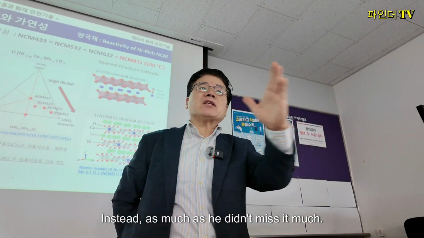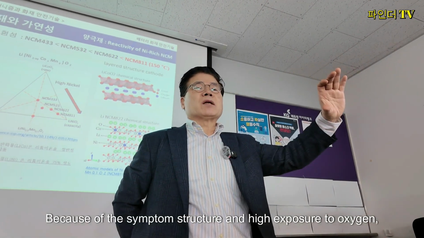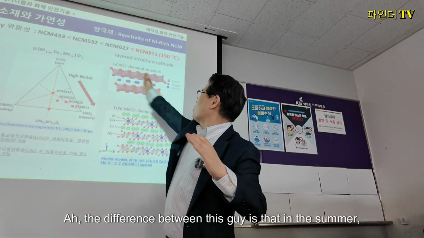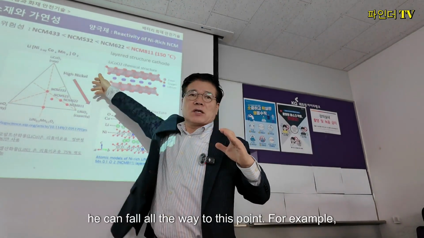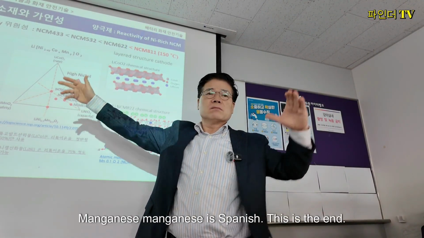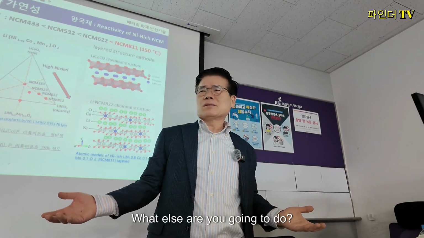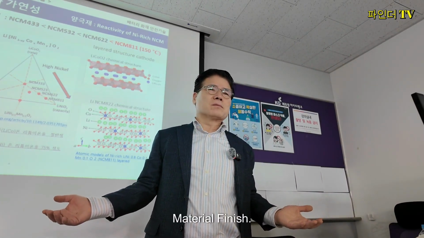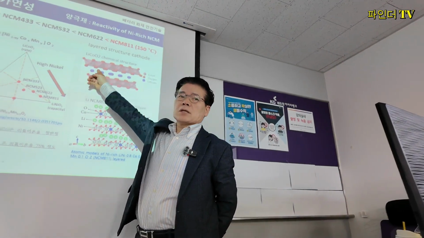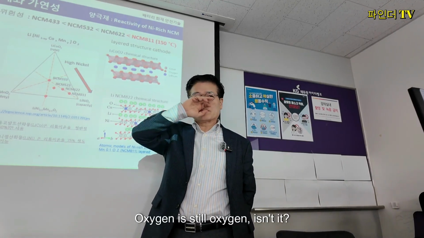Instead, as much as it doesn't hold on. Because of the layered structure and high exposure to oxygen, they are vulnerable to fever. The difference between this one is that in the summer, if only this one falls, it can fall all the way to this point. For example, there is such a difference. Manganese is spinel. This is the end. What else are you going to do? Cathode material. As you can clearly see, there's oxygen in here. Oxygen is still oxygen, isn't it?